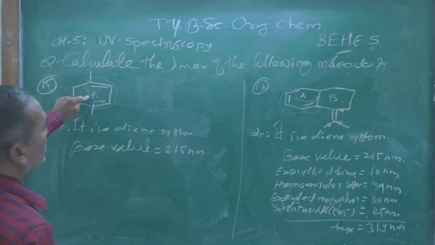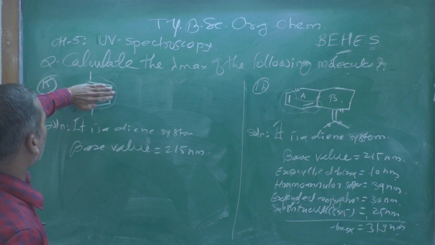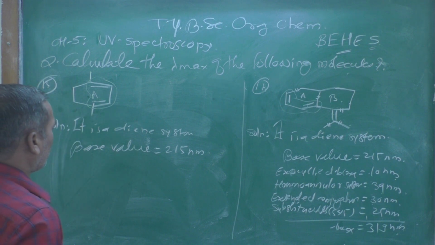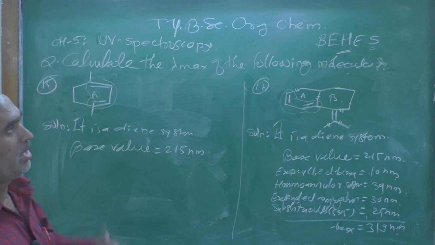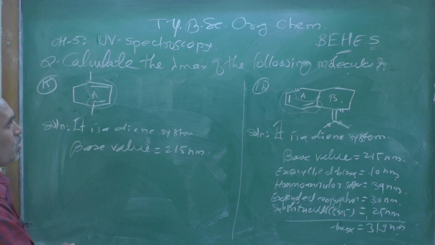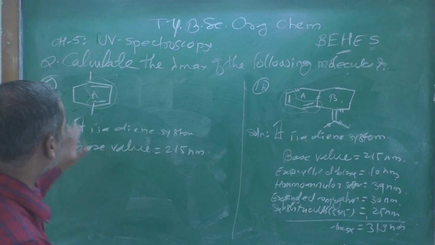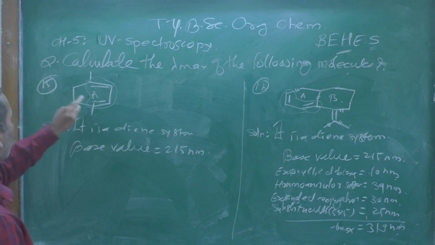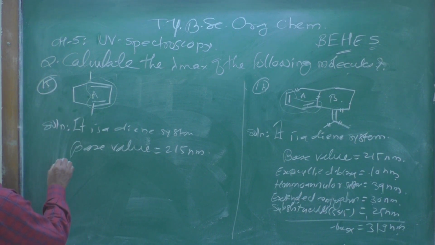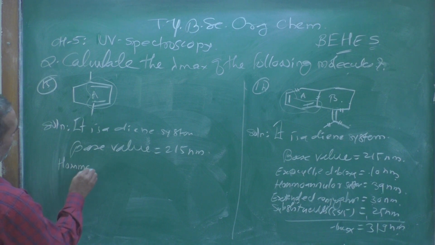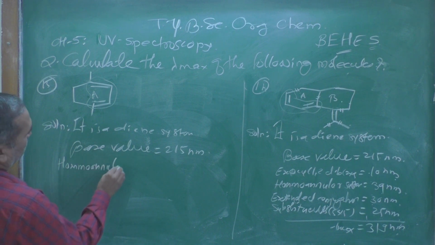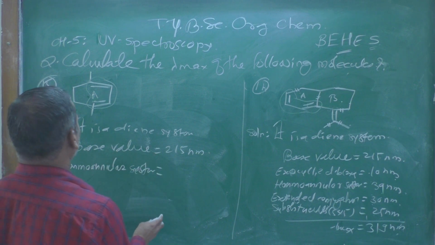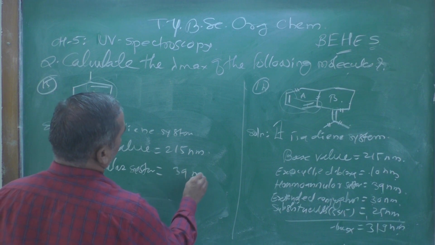Now E stands for exocyclic double bond. If you put a hand here, you won't see any double bond outside the ring, and therefore there is no exocyclic double bond present over here. Homoannular: you can clearly see both double bonds are alternatively placed, and therefore one homoannular system is present. If a homoannular system is present, you can add 39 nanometer.